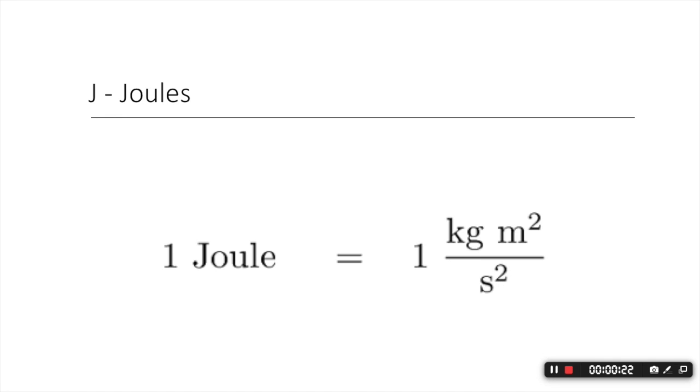J is for joules. Joules is a unit used in chemistry. It is used when measuring energy. It is considered equal to the kinetic energy of a kilogram mass moving at the speed of 1 meter per second.